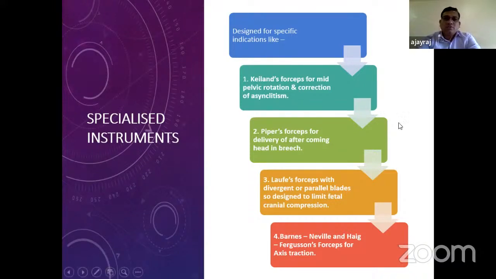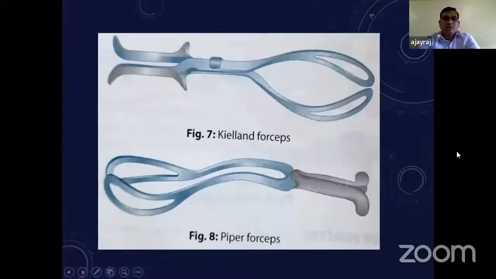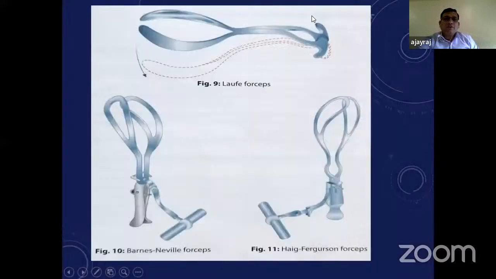Lopez forceps with divergent or parallel blades, designed to limit fetal cranial compression, especially in preterm labor patients. Barnes, Neville and Haig Ferguson forceps for axis traction. There are some images of Kielland forceps, Piper forceps, Lopez forceps, Barnes, Neville and Haig Ferguson. They have an axis traction device here.